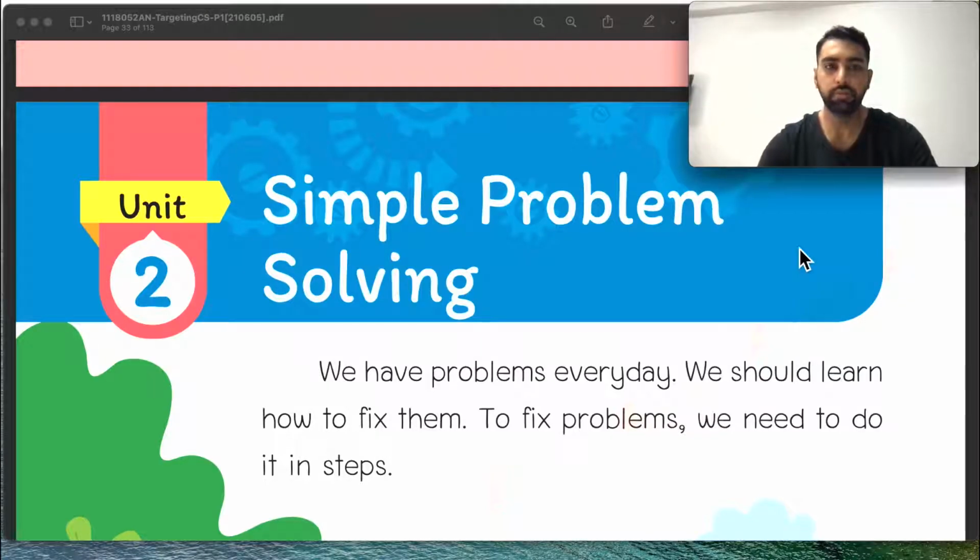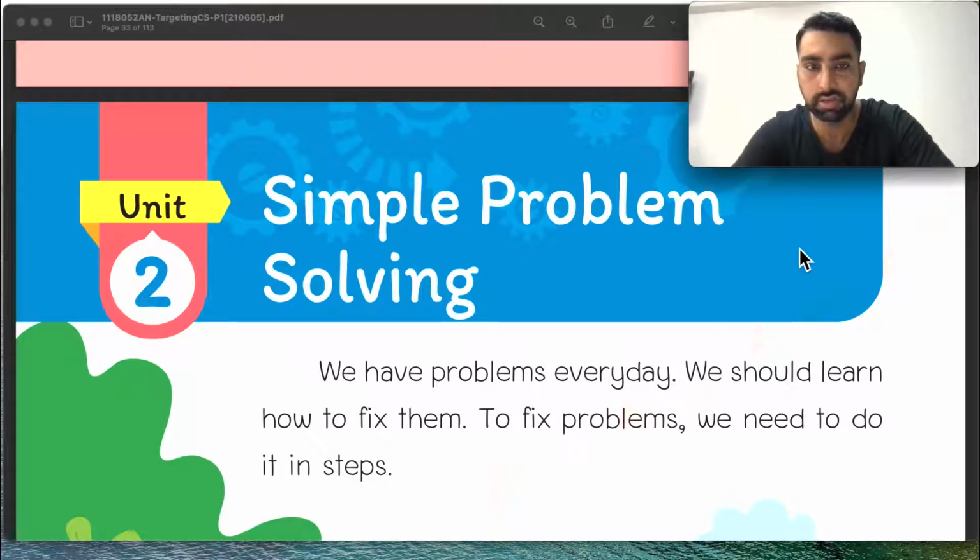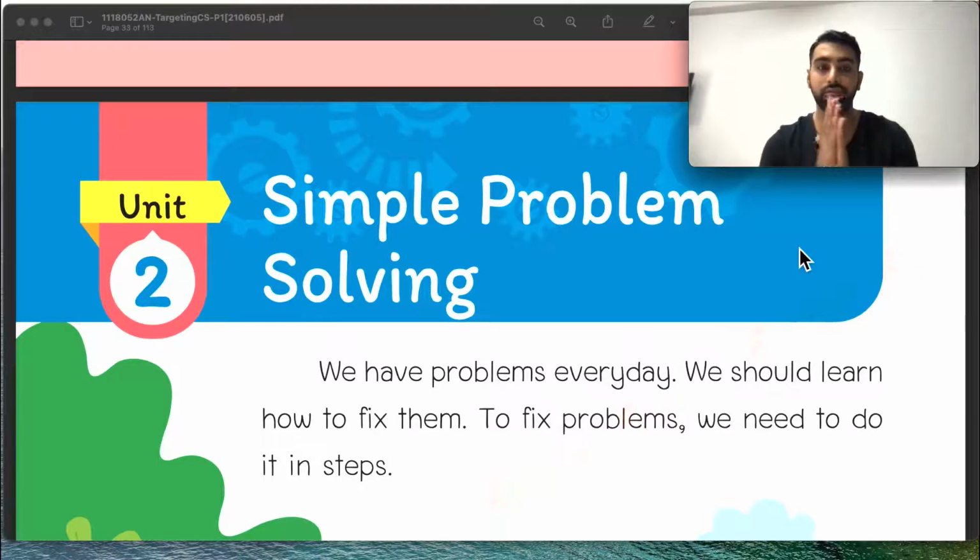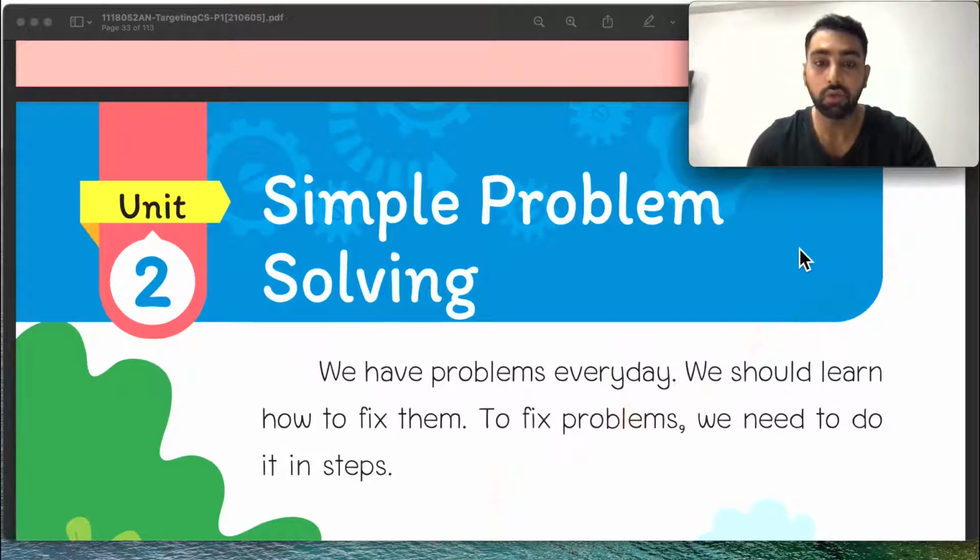So your unit number 2 is about simple problem solving. It's the problem solving in your daily life using some mathematics. Alright, so what is simple problem solving? This is what we're gonna study in this unit. How can we solve a problem in a computer? First we're gonna check out how we solve a simple problem in our daily life. How do we solve it?